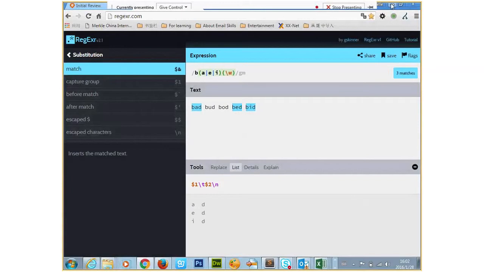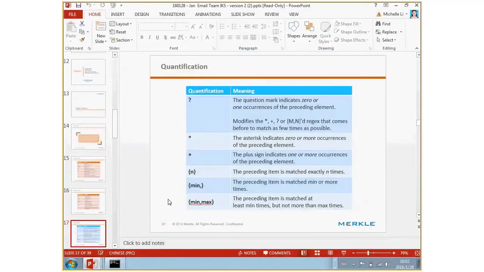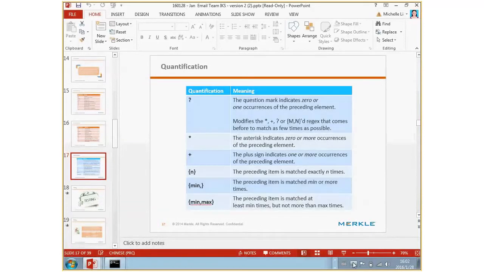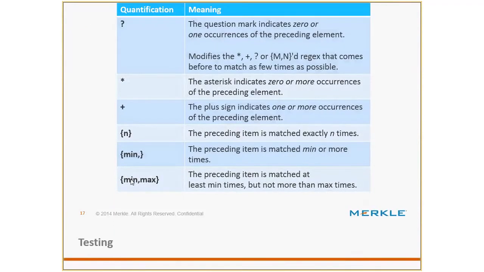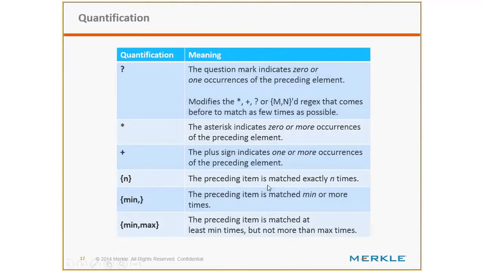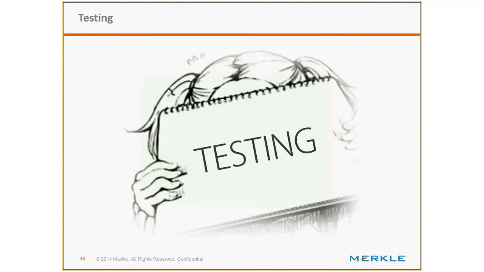Let's go back to our PPT. Tables are here. And if it just has one number, it means matched exactly n times. Okay, the next is testing, but it's not real testing.